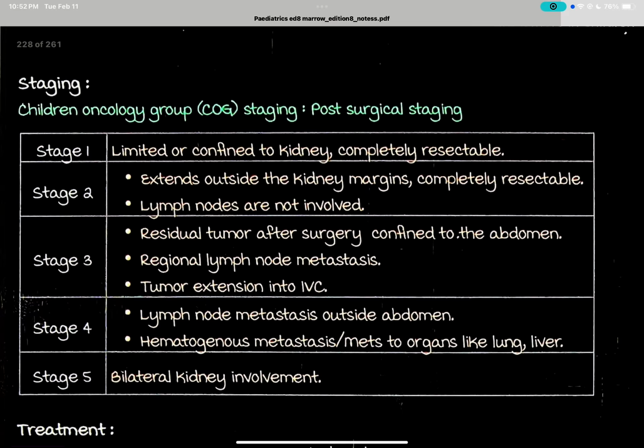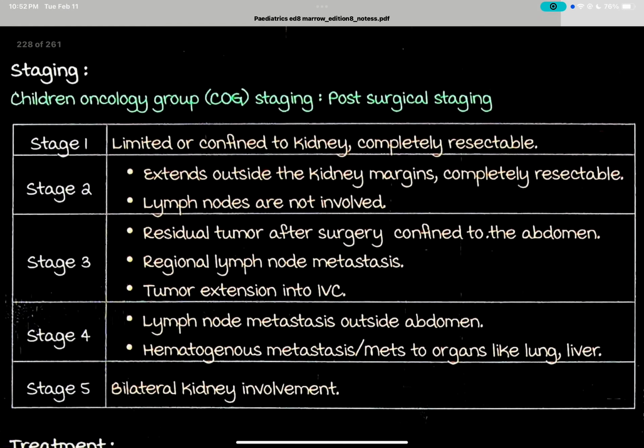Staging: Children's Oncology Group COG staging, which is post-surgical staging after surgery. Stage 1, 2, 3, 4 and 5. Stage 5 is bilateral kidney involvement, the most severe. Stage 1 is limited and confined to the kidney, completely resectable. Stage 2 extends outside the kidney margin, completely resectable, lymph nodes are not involved.